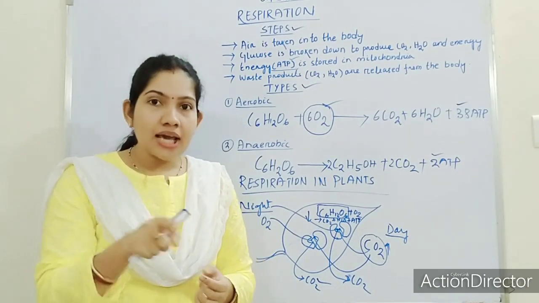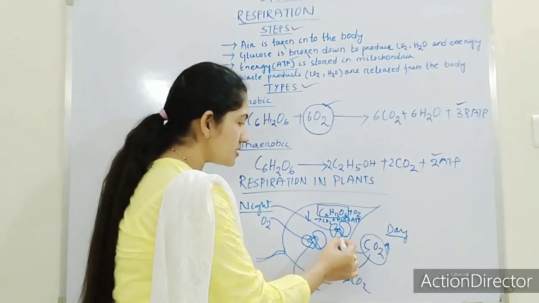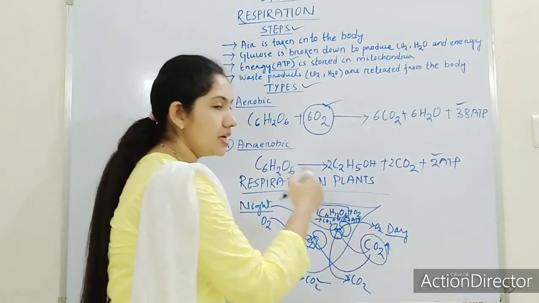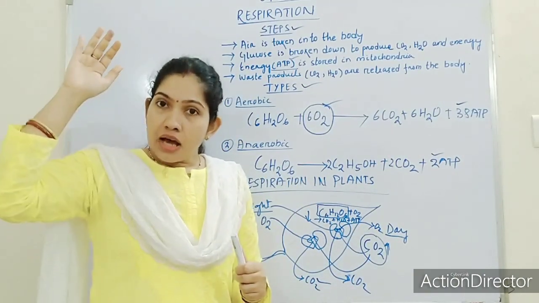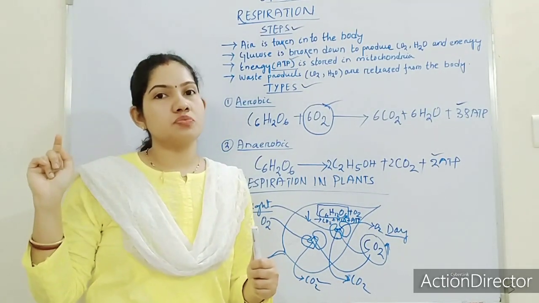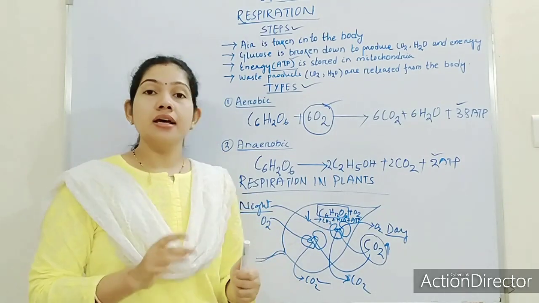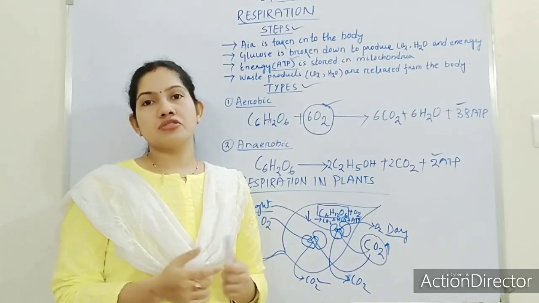Because during daytime plants undergo photosynthesis and release oxygen. During daytime they take carbon dioxide from the atmosphere and release oxygen to the atmosphere. That we have discussed in photosynthesis. But what happens during night? They take in oxygen and release carbon dioxide to the atmosphere.